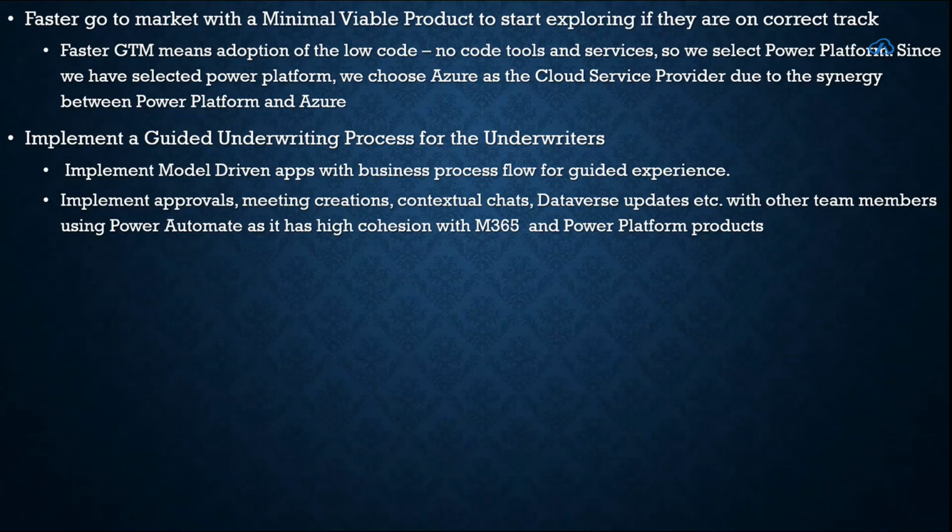Now, as I said, since underwriting is a very complex process, the underwriters might need to take approvals from senior underwriters, or they need to go meet with other underwriters who have assessed similar kinds of applications in the past, or they might want to have a chat, or they might want to update some data into the Dataverse, right? So this can be implemented using Power Automate because, as we discussed earlier, Power Automate has a high cohesion with M365 and the Power Platform set of services, right?